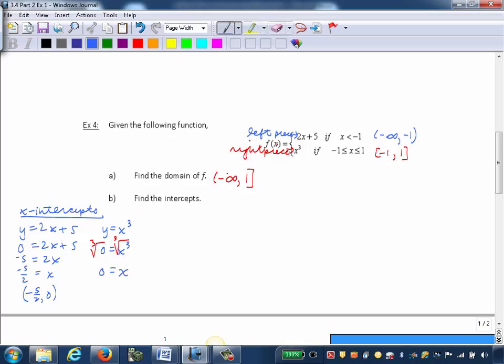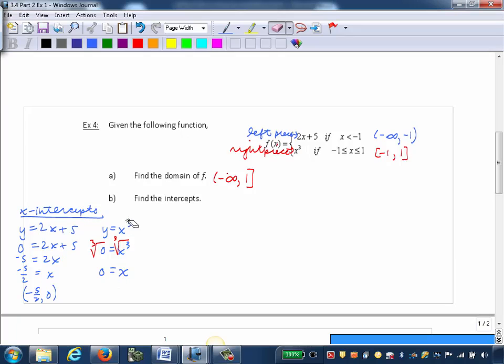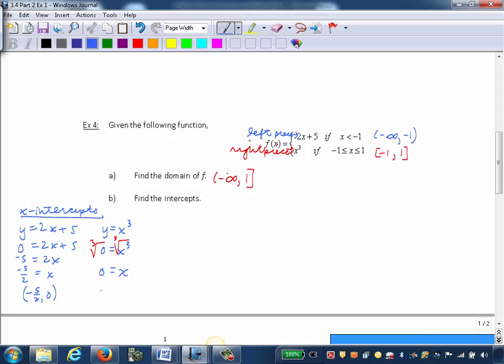So now I want to check, so if I graphed an entire x cubed graph, it would cross the x-axis at 0, which we actually know that's one of our parent functions we should be familiar with. But we want to check, does 0 fall within the domain of this piece? Yes, it does. 0 is between negative 1 and 1. So then we know this piecewise defined function also has an intercept at 0, 0.